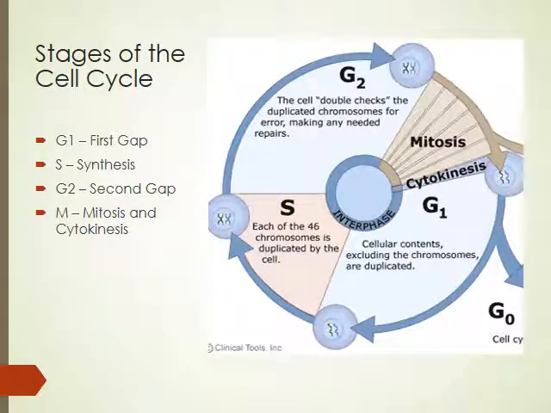G1 is the first gap. This is where the cell's growing. It's eating. It's checking out its environment. S phase is called synthesis. That's where the cell is going to copy its DNA. G2 is the second gap. It's checking itself out. It's making sure it's ready to reproduce. And then M is the mitotic phase.